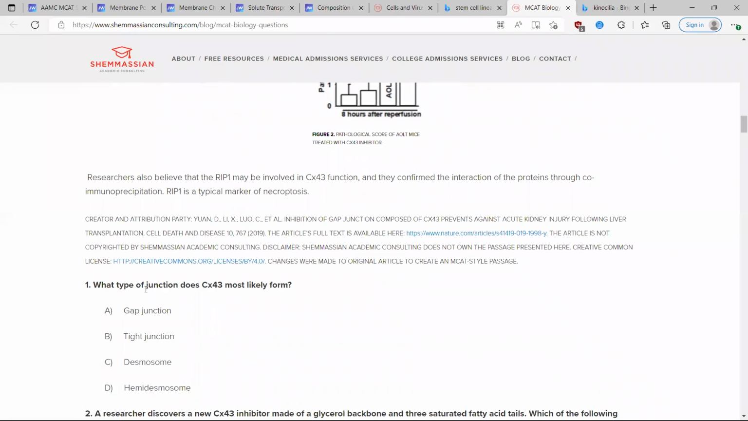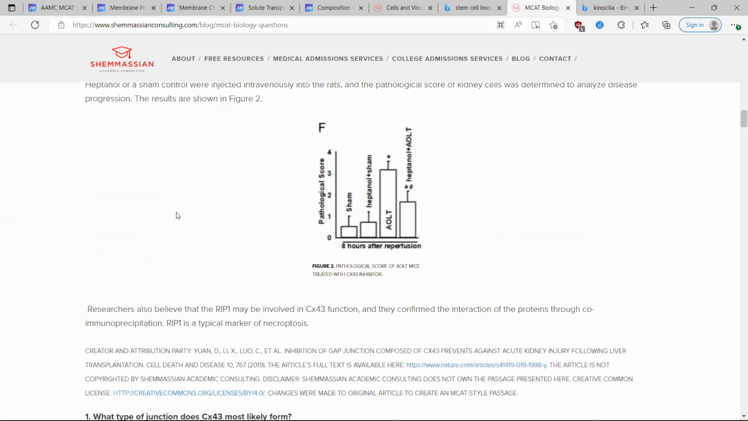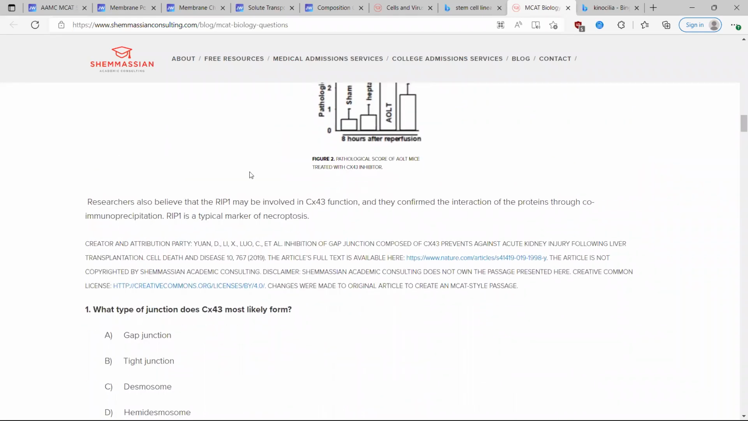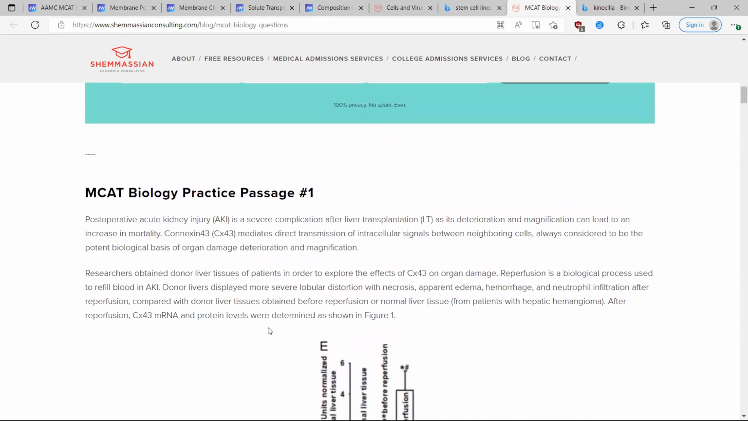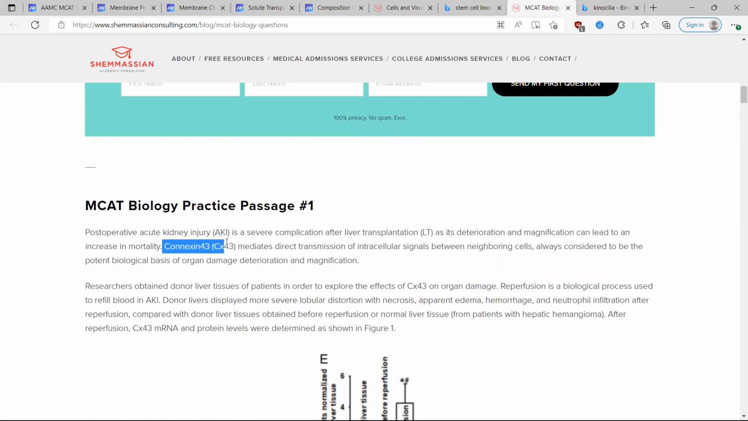So what is this asking about? This is asking about anatomy, right? This isn't asking you to do any kind of experimental analysis or comprehension. In this case, we're just trying to understand some anatomy. So if that's the case, rather than look at the graphs, let's try to understand what CX43 is. They say connexin 43 mediates direct transmission of intracellular signals between neighboring cells.